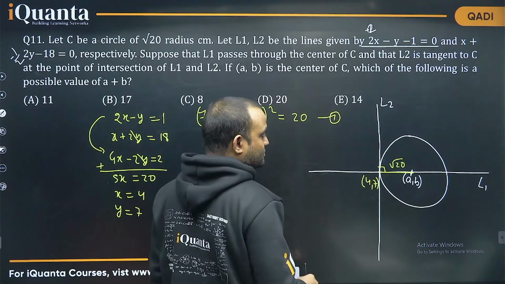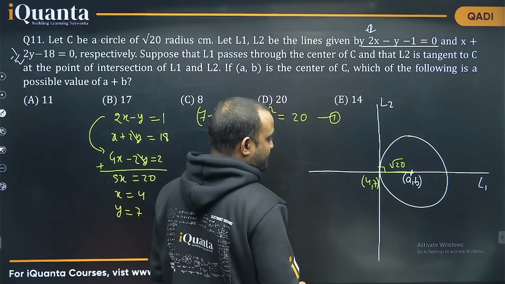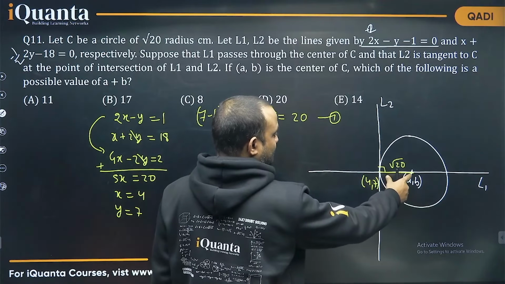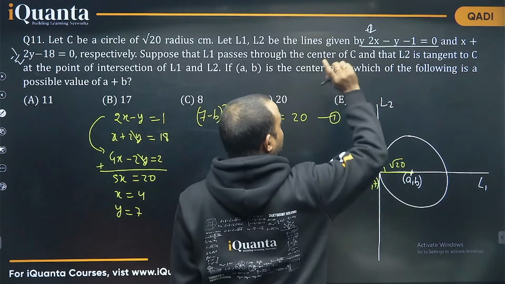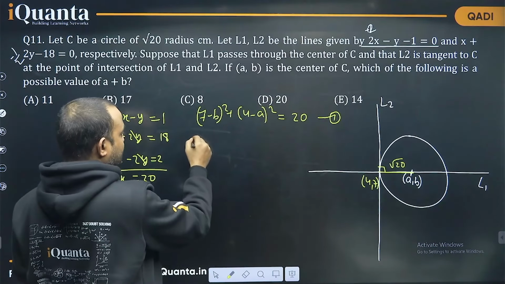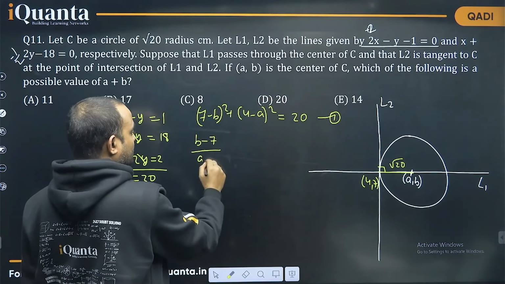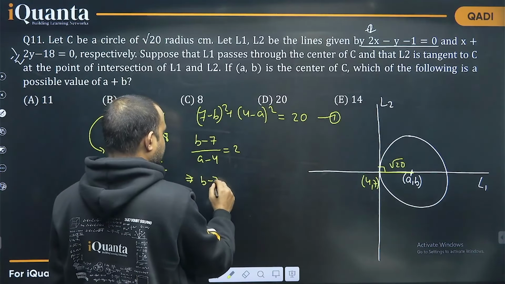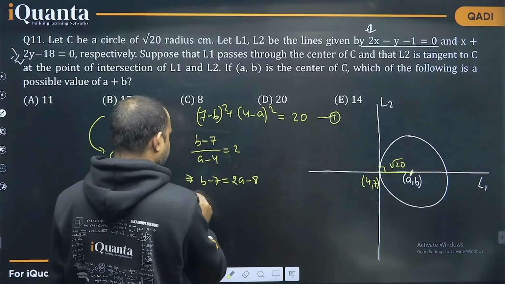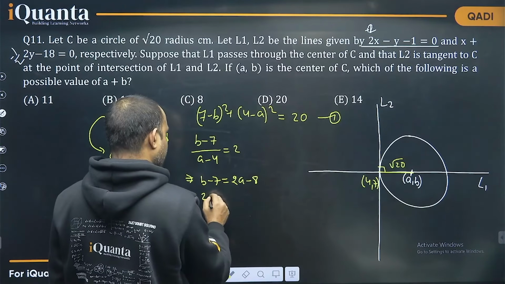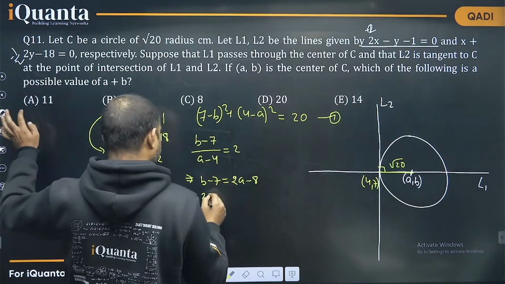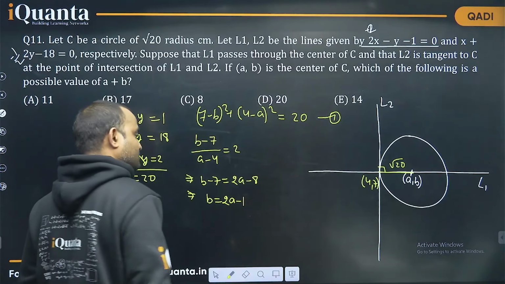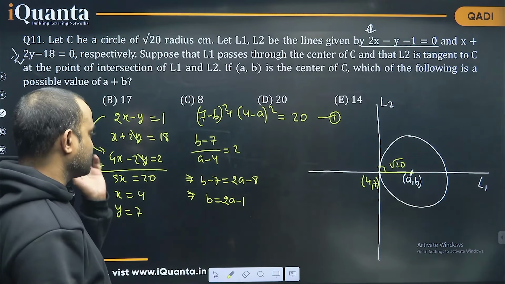Other than that, we can also say that this slope is nothing but the same as the slope of line 1, which is nothing but 2. So what will be the slope? We can say y2 minus y1 upon x2 minus x1. This is equal to 2. So from there we can say b minus 7 is equal to 2a minus 8, or we can say b is equal to 2a minus 1, correct?